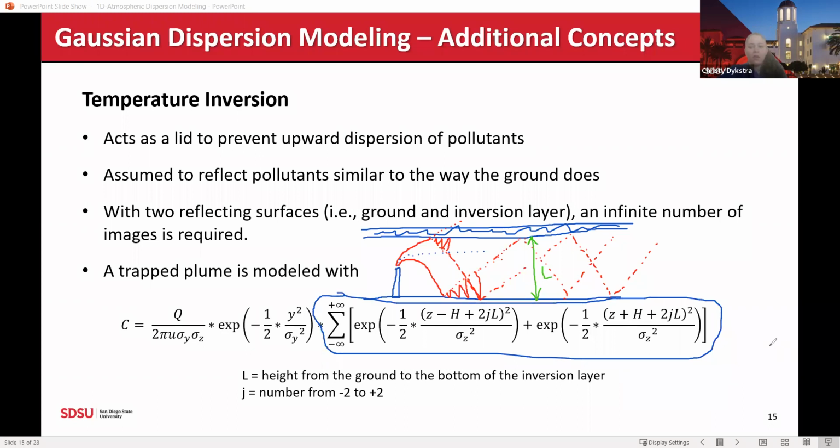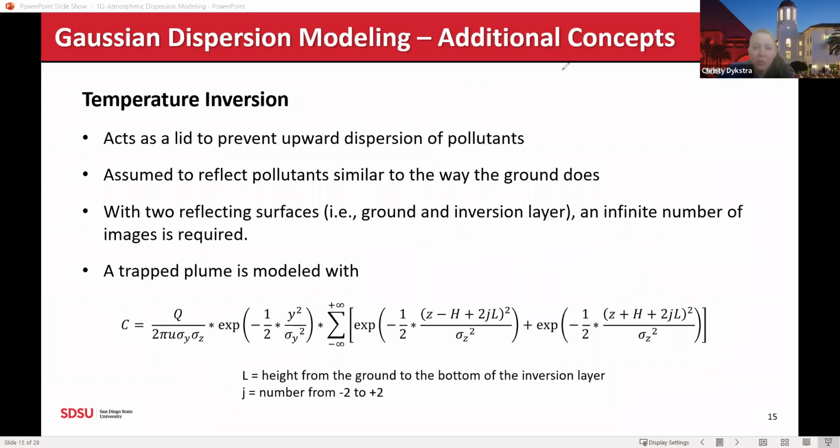And so this term, just keep in mind, you're adding up multiple things. So Excel can be really useful for this. And then you're going to multiply by these terms right here, and then you'll have your concentration downwind at some Z and Y and X coordinate. All right, so that is a temperature inversion.